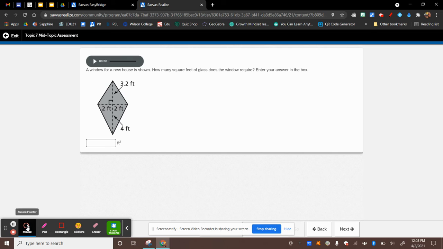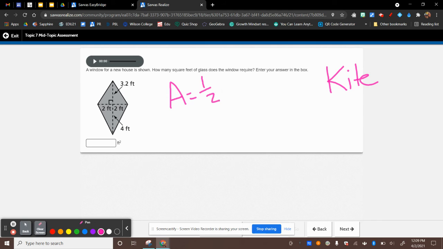Okay, so for this one, we have a window, and this window is a kite. So I'm going to show you 2 ways to find the area of the kite. So way 1 is, this is my favorite, it's 1/2 diagonal 1 times diagonal 2. Now, where that gets tricky is identifying the diagonals.